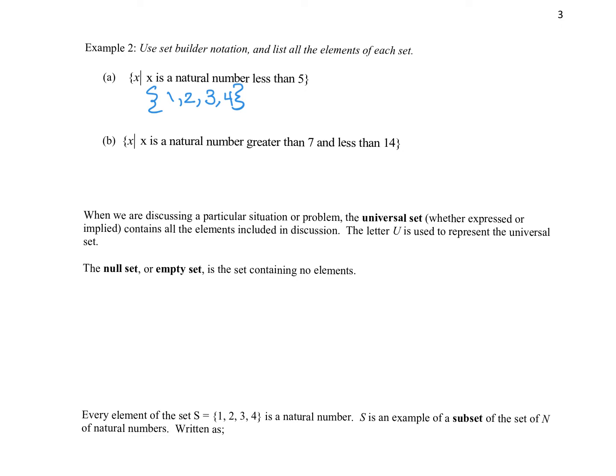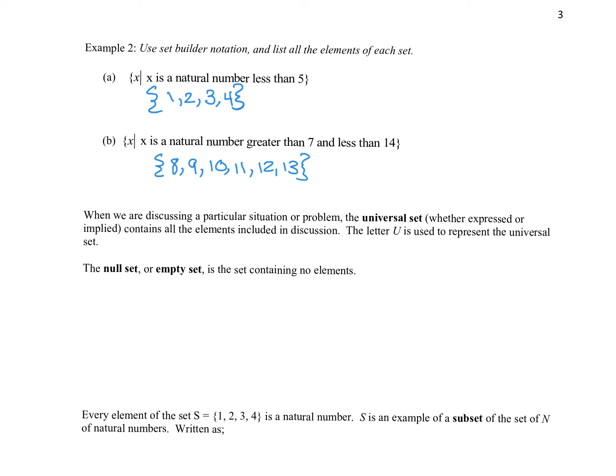Letter B says x such that x is a natural number greater than 7 but less than 14. So natural numbers after 7, so have to be bigger than 7. So after 7 comes 8, 9, 10, 11, 12, 13. And I'm going to stop because it says less than 14. Not equal to, but less than. So then I stop right there.